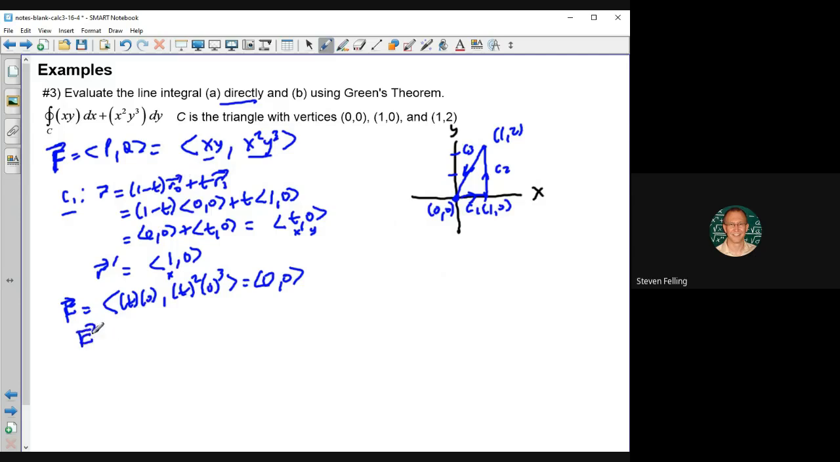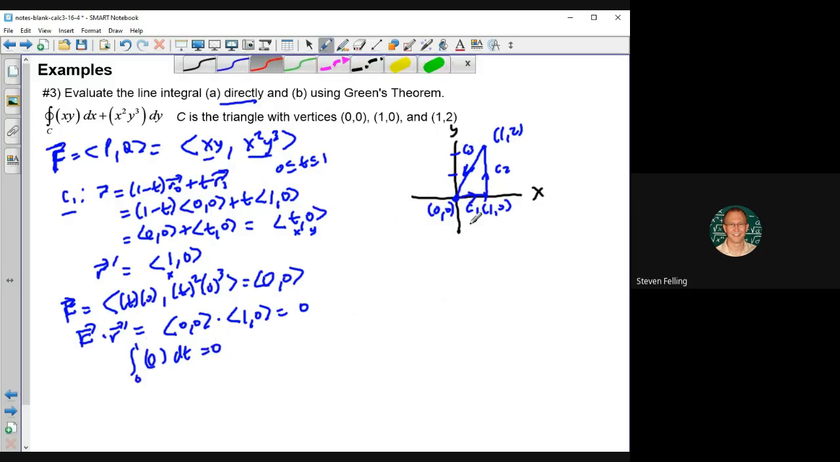And so if I do F dot r prime to get the integrand, F is 0, 0, dot r prime, which is 1, 0, which is going to be 0 plus 0, which is 0. So when we integrate that value over the parameter, t goes from 0 to 1 for a line segment, we end up getting 0. So this sums to 0 along this path. That's because the vector field had a y in both terms, so since y was 0, it was 0 throughout.